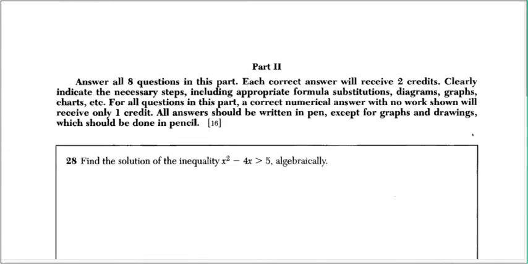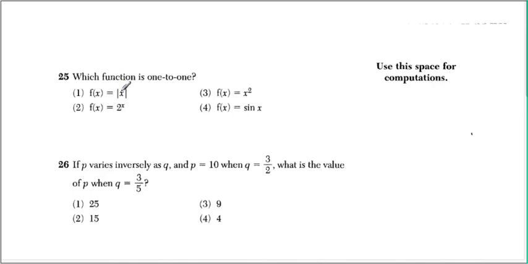Whoop, too fast. Which function is one-to-one? One-to-one functions have to pass the horizontal and vertical line test. That's out, choice 2.